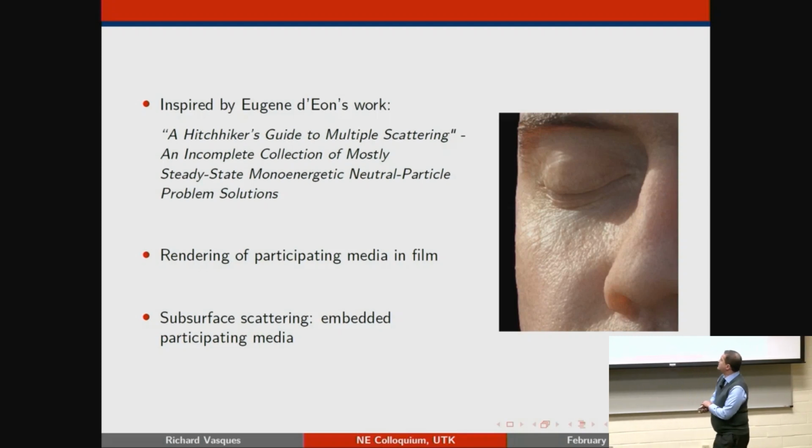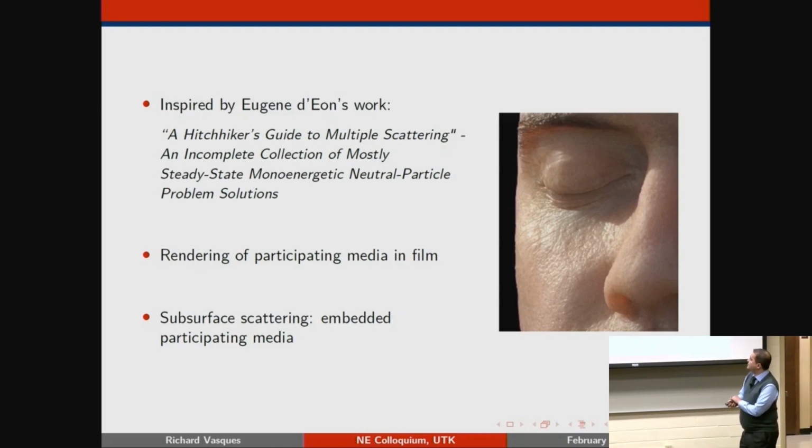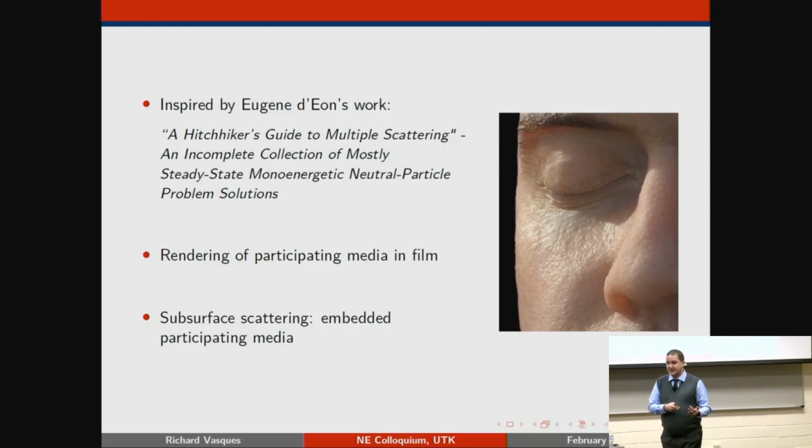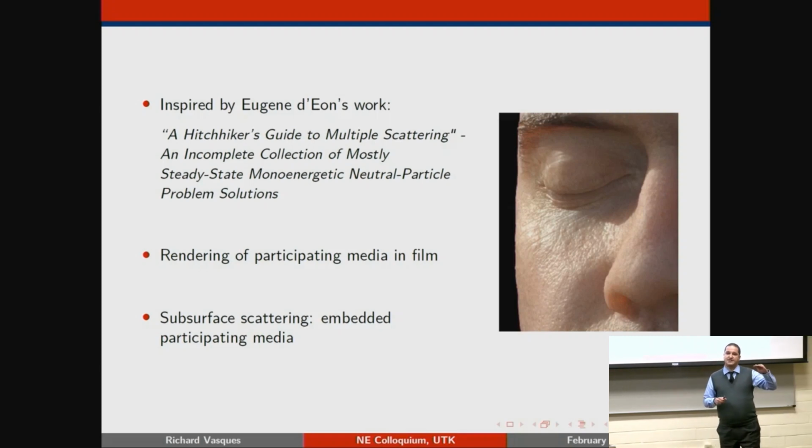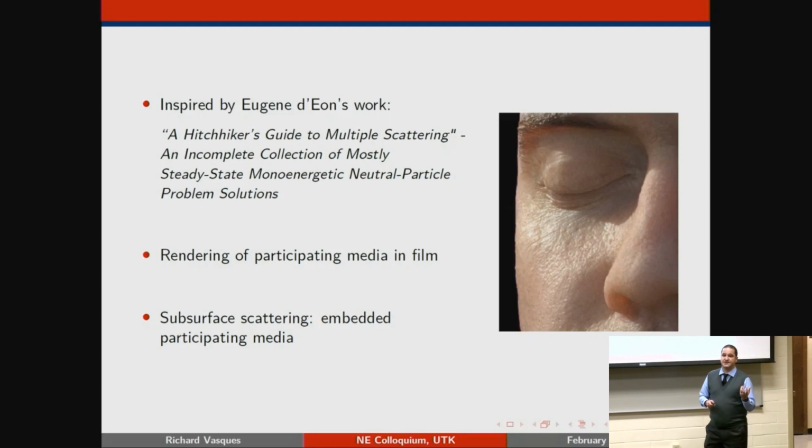And then he wrote this book, which is available online, Hitchhiker's Guide to Multiple Scattering, which is very fascinating, the kind of stuff that they do with transmittance functions, very similar to the kind of stuff we are looking at. But they really worry not so much about how physically accurate it is, but how visually pleasing it is. So there's a lot of lessons to be learned between the two communities.